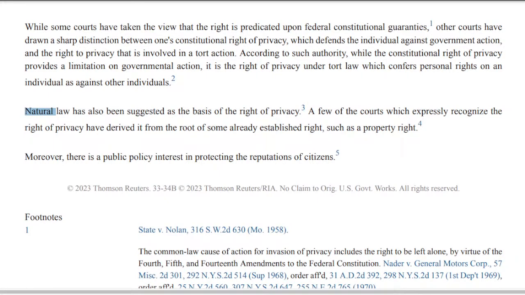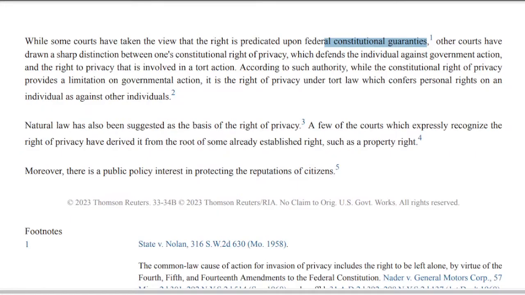Natural law. Let's see here. We're going to start here. While some courts have taken the view that the right is predicated upon federal constitutional guarantees, other courts have drawn a sharp distinction between one's constitutional right of privacy, which defends the individual against government action, and the right to privacy that is involved in a tort action. According to such authority, while the constitutional right of privacy provides a limitation on governmental action, it is the right of privacy under tort law which confers personal rights on an individual as against other individuals.